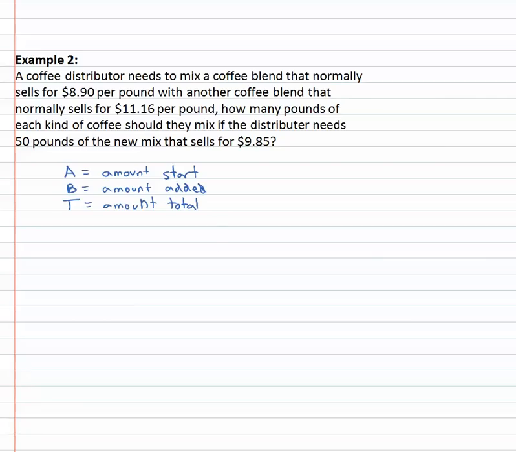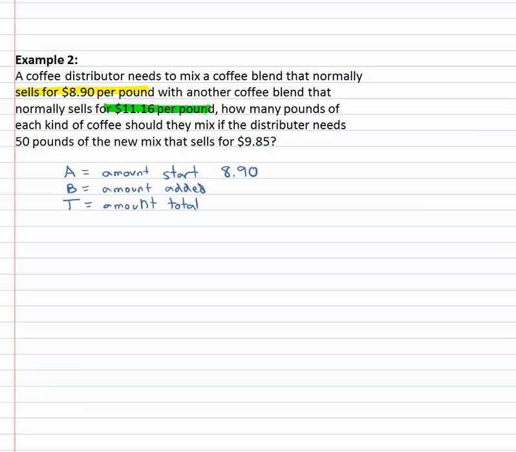So let's see what we know. We're selling for $8.90 a pound. Is that the amount that we started with, added, or the total? The coffee distributor begins by mixing the $8.90 a pound. The $8.90 is the price on the starting amount.